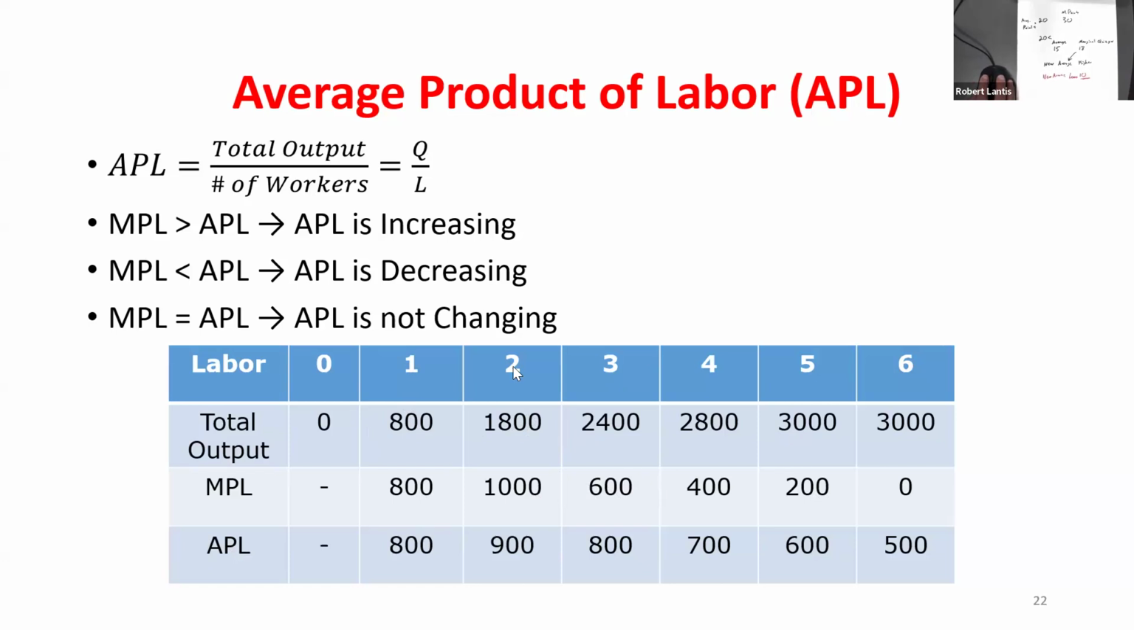Total output, 1,800 divided by 2 workers is 900. Total output, 2,400 divided by 3 is 800. Here's my average product of labor.